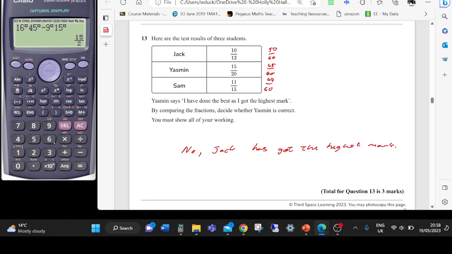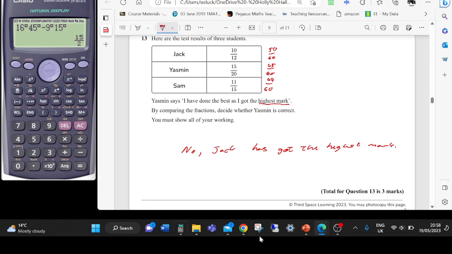Right, what do I think of that? I'm fairly confident that that will get me the marks for the question. But technically speaking, Yasmin does have the highest mark. She doesn't have the highest percentage or the highest proportion correct, but she does have the highest mark. I'm not sure if that will be picked up though, but we'll have a look.